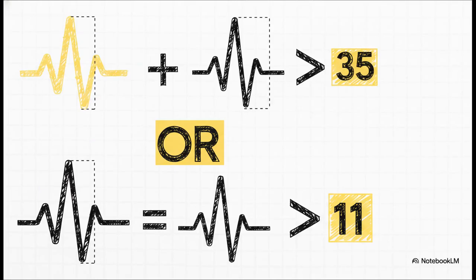So how do you nail down the diagnosis? Well, you're looking for one of two things. You can take the depth of the S wave in V1 or V2 and add it to the height of the R wave in V5 or V6. If that sum is more than 35 millimeters, you've got it. The other way is just to look at the R wave in lead aVL. If it's taller than 11 millimeters on its own, that's also enough to make the call.